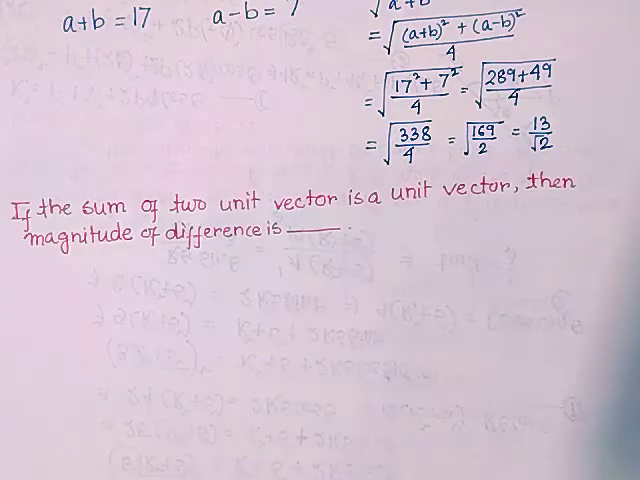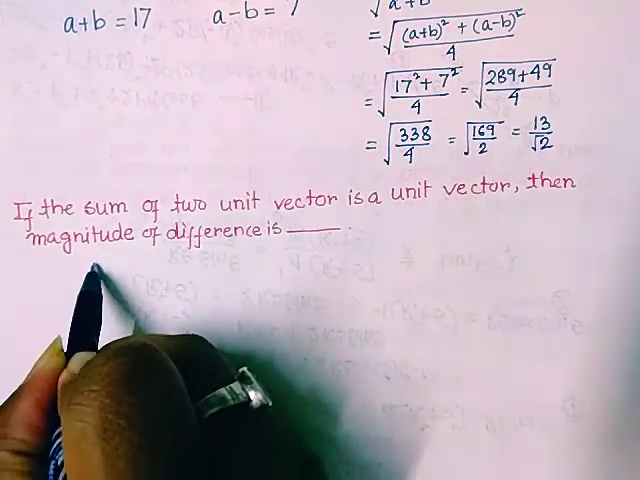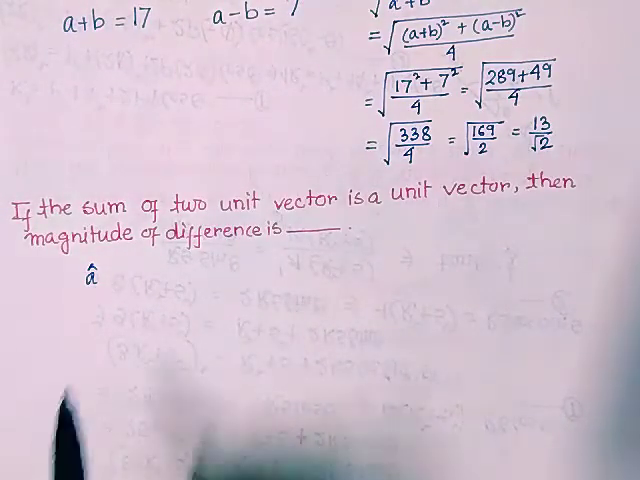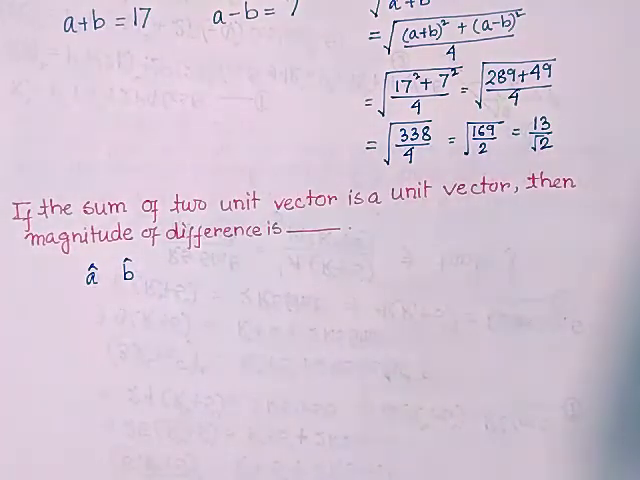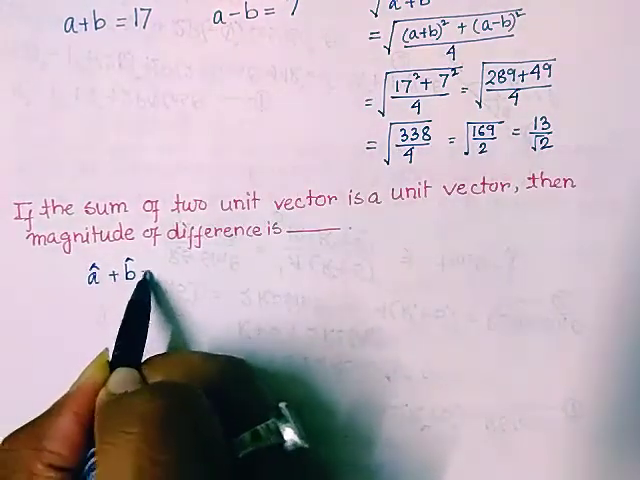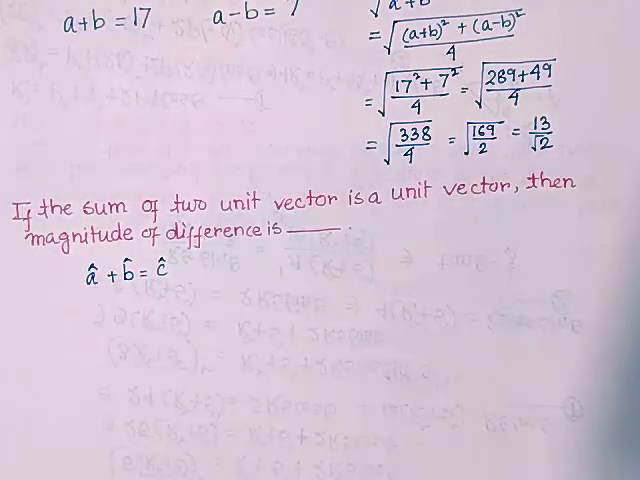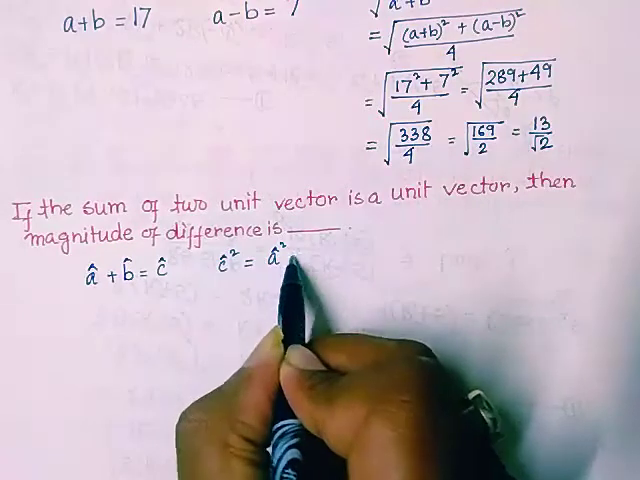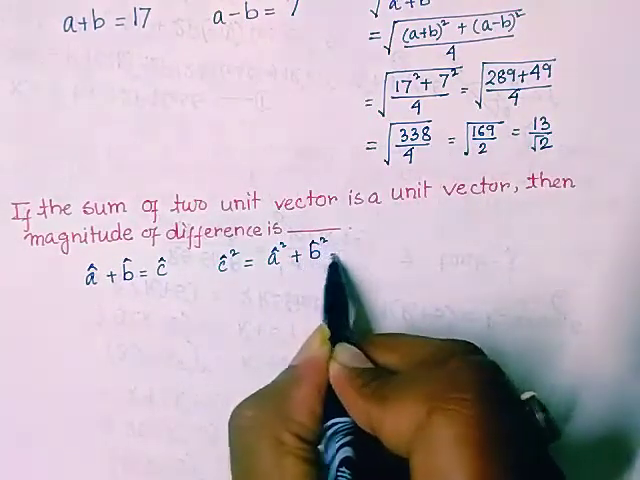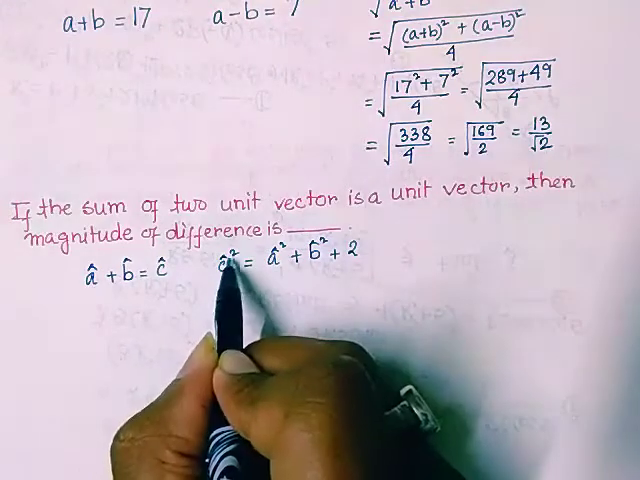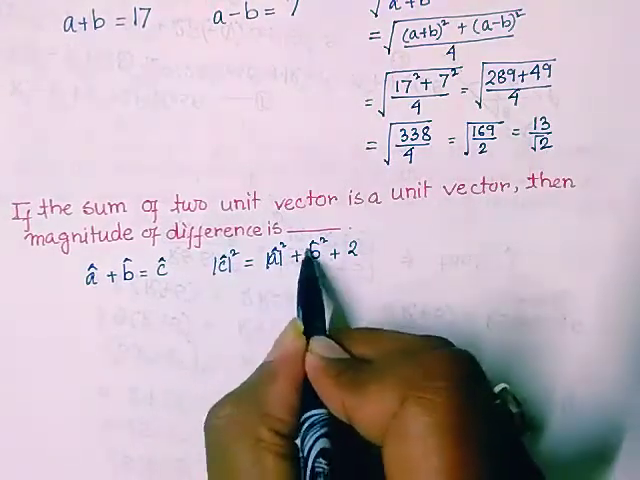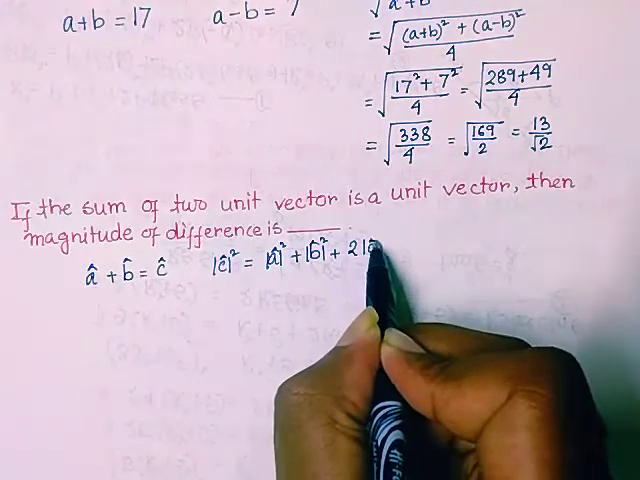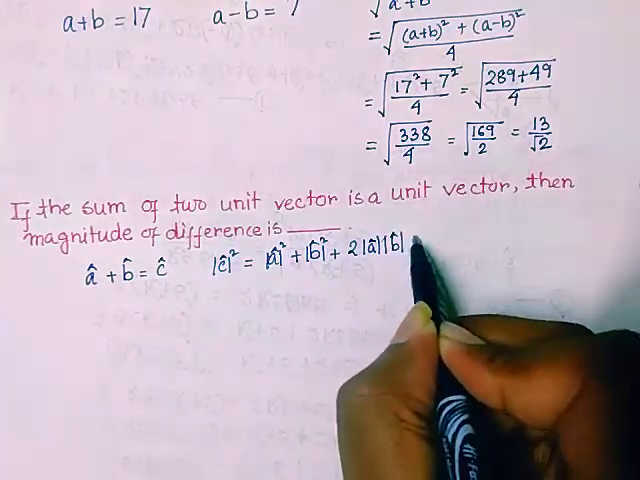If the sum of two unit vectors is a unit vector, okay, let us take a cap as a unit vector and b cap as a unit vector. The sum of these two is another unit vector, let us say c cap. So this basically follows the law of vector addition. So you can say c cap square equal to a cap square plus b cap square plus 2 into magnitude of a cap, magnitude of b cap, cos theta. Here I am taking the magnitude of all of these things.